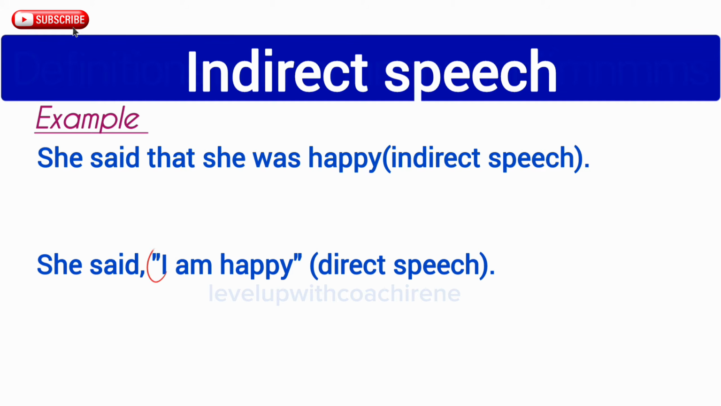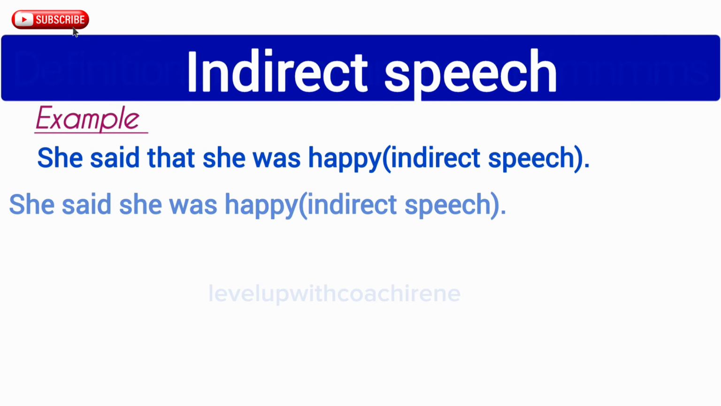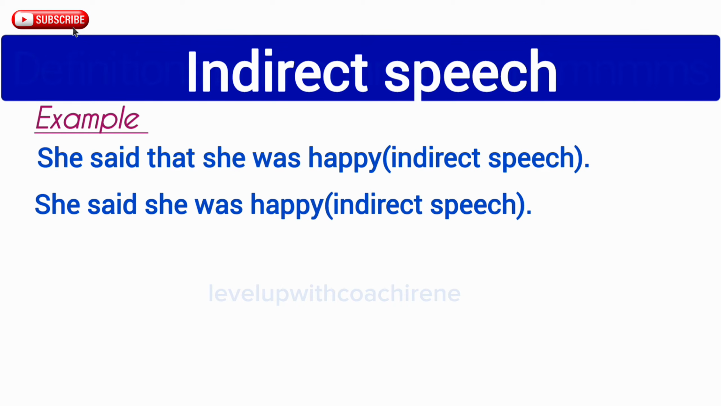If you observe, I changed into she and am changed into was, making the verb tense shift from am, which is present, to was, which is past, to reflect backshifting, which occurs when the reporting verb said is in the past. In reported speech, the word that is often used to introduce the reported clause, though it can be omitted. For example, she said she was happy.